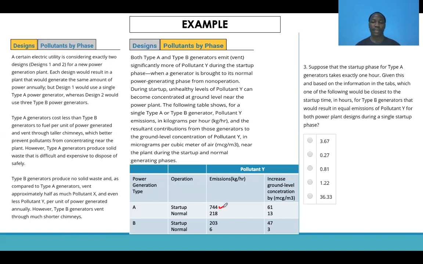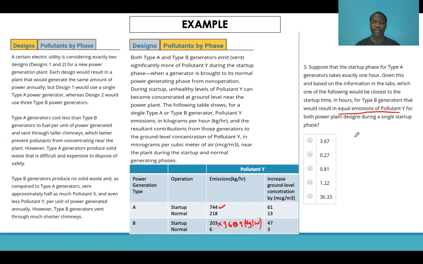Startup phase, that is kilograms per hour, this should be 744 kilograms per hour. This should be times 3, this is 609 kilograms per hour. All right. So given this, and based on information in the tabs, which of the following will be closest to the startup time in hours for type B generators that will result in equal emissions of pollutant Y for both power plant designs during a single startup phase.